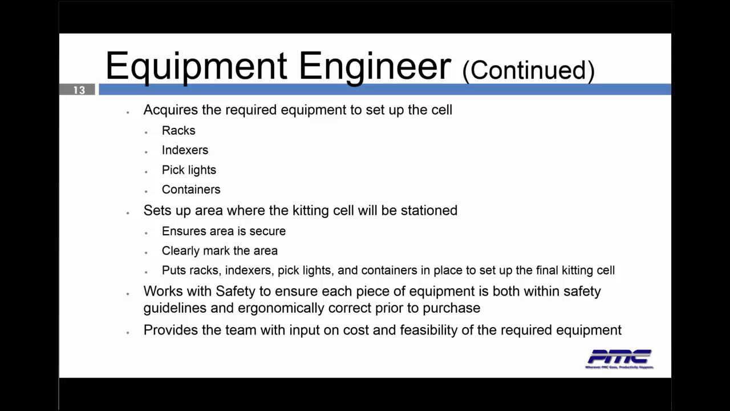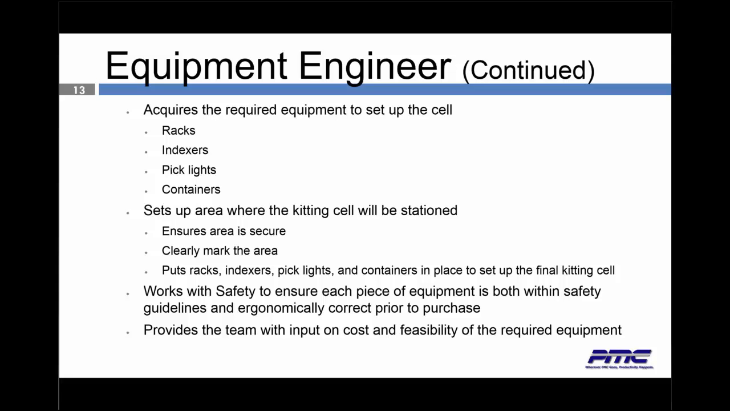So they're the ones who will follow the plan and actually put the containers or the racks in the proper location. They ensure the area is secure. Can't have a dangerous area. We can't have foot traffic coming through a kitting cell. You need to ensure that there's nobody else in the area, so the cell has to be clearly marked so that others know to stay out of it. Put the racks, indexers, pick lights, and containers in place to set up the final kitting cell.